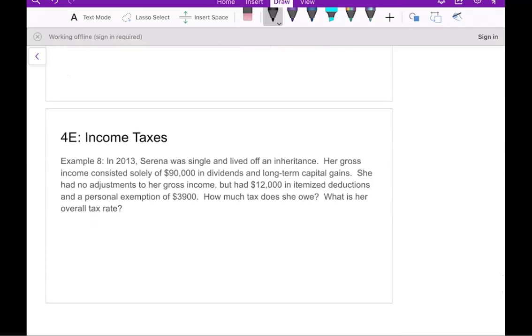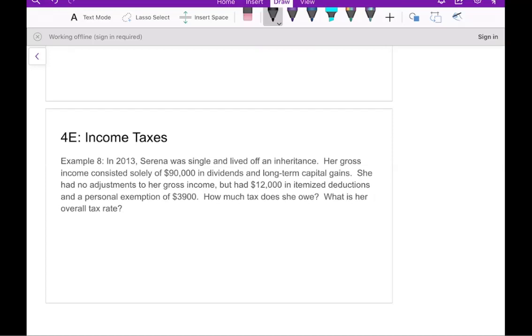Okay. So in example 8, we have that Serena was single and lived off an inheritance. Her gross income consisted solely of $9,000 in dividends and long-term capital gains. She had no adjustments to her gross income, but had $12,000 in itemized deductions and a personal exemption of $3,900. How much tax does she owe? What is her overall tax rate?